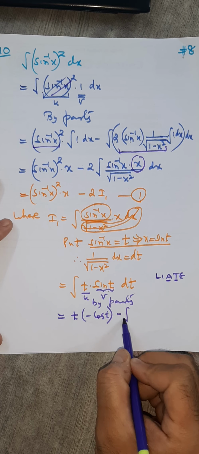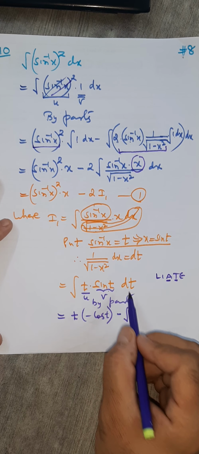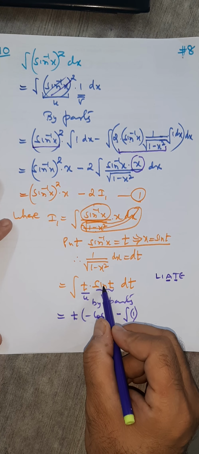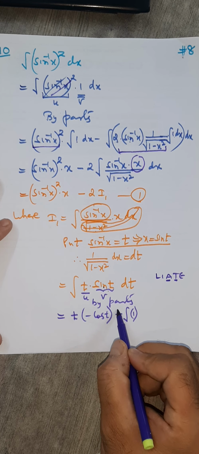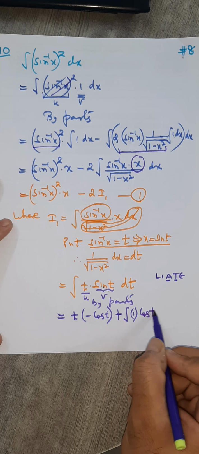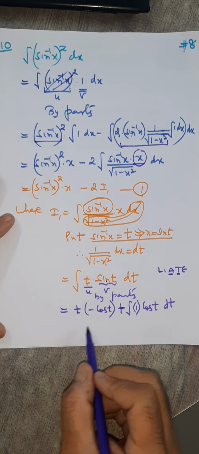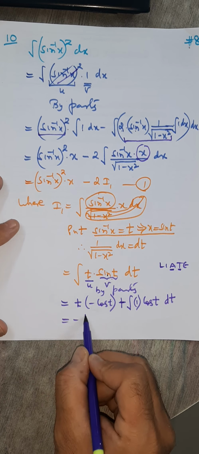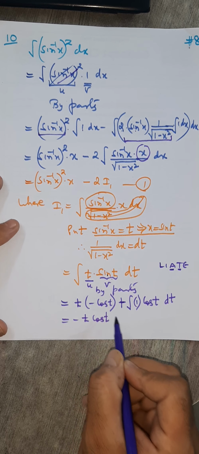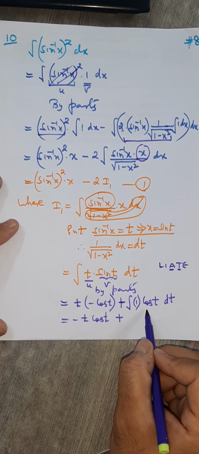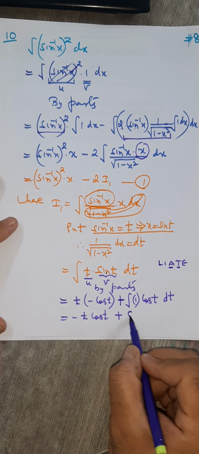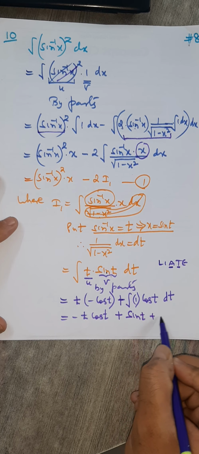Minus, inside the integral, the differentiation of t with respect to t, which is 1. Integral of sine, which is minus cos. So this becomes plus cos t dt. Okay, and now finally minus t cos t plus, what is the integral of cos here? That is nothing but sine t plus c.